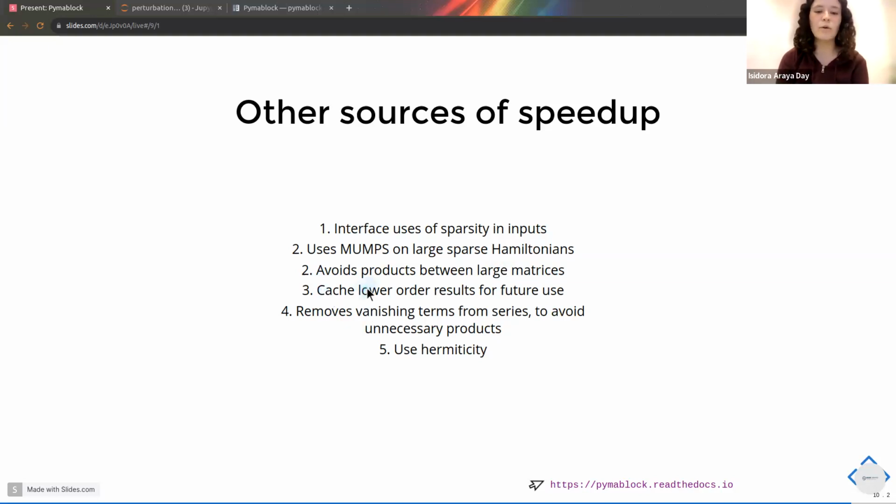We cache the lower orders to use them later. So we don't need to decide a priori which orders we want to compute. We can always ask for a little bit more. If there's a term that is 0, we remove it from the series. So we don't compute terms that we know will be 0. And we know that the effective Hamiltonian needs to be Hermitian. So we only compute half of the products that we need to compute.